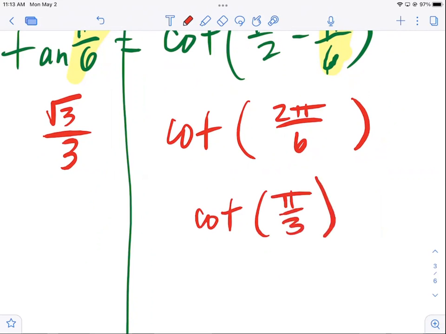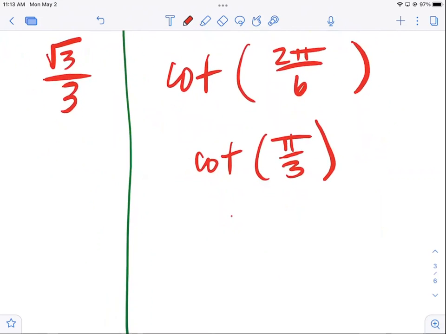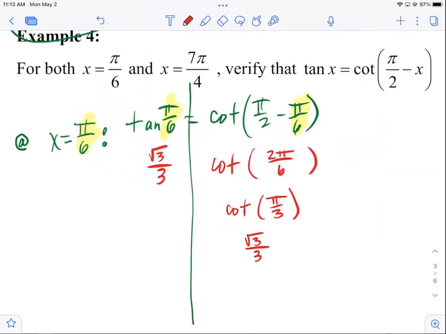Yeah. And now look at your watch. It's unit circle time again. What's cotangent of pi thirds? Square root of 3 over 3. Yeah. Now, because this is verification and not proof, you don't put QED at the end. You don't sign your name there. It's not that huge of an accomplishment.